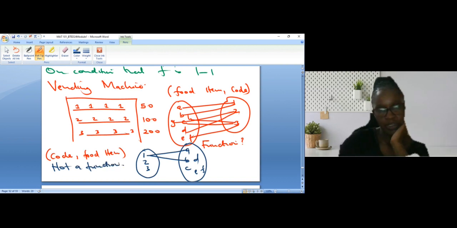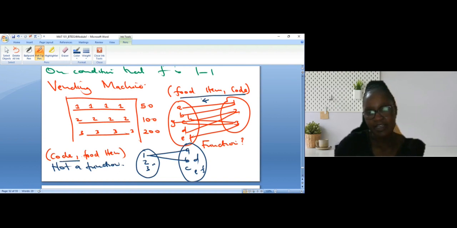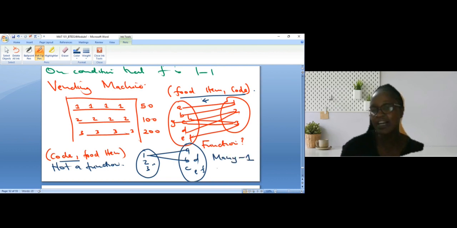But if you look at this example, if I'm to define a rule that takes me back, taking me back means I'm here. And so the inverse doesn't exist because it fails to be a function. So this is the forward direction and this is the inverse. My relation initially was food item to code, and now I want to go back, code to food item. If I define code to food item, then it fails to be a function. So a many-to-one kind of relation is not invertible. So the inverse does not exist.